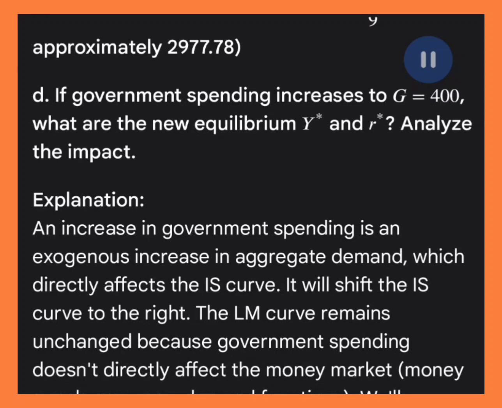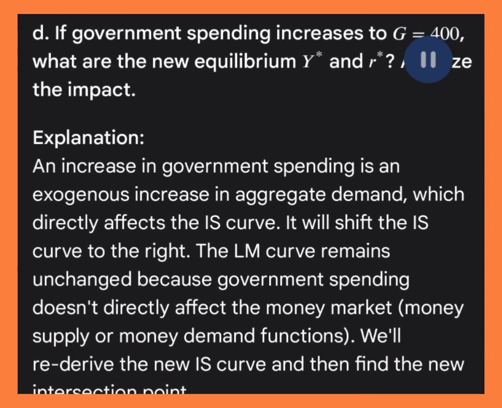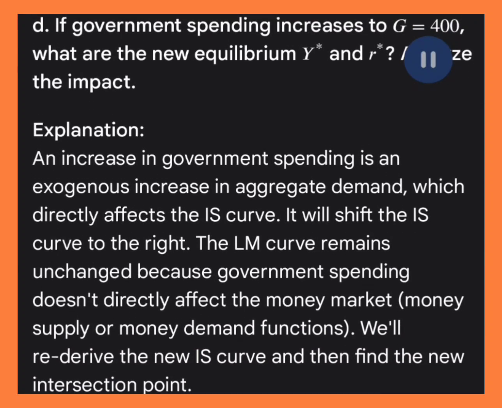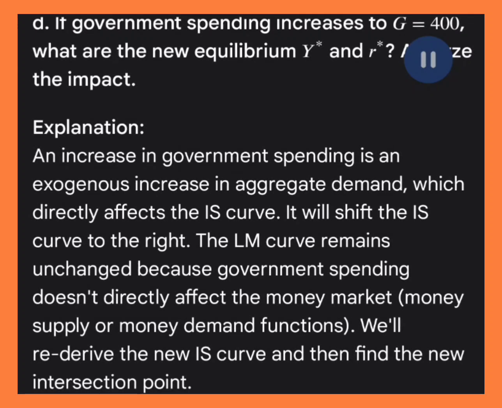Analyze the impact. Explanation: an increase in government spending is an exogenous increase in aggregate demand, which directly affects the IS curve. It will shift the IS curve to the right. The LM curve remains unchanged because government spending doesn't directly affect the money market, money supply or money demand functions. We'll rederive the new IS curve and then find the new intersection point.